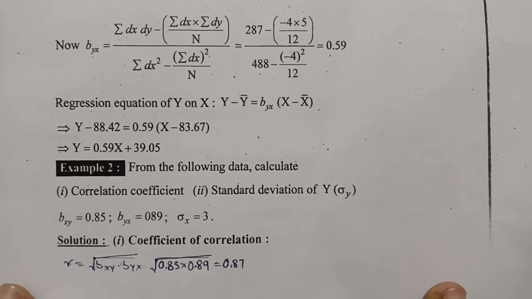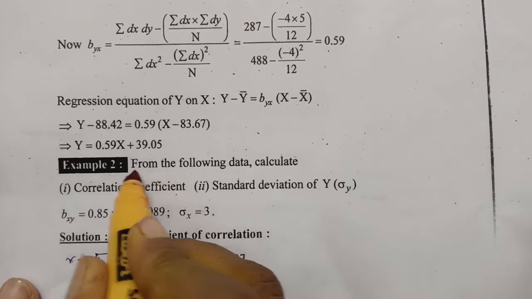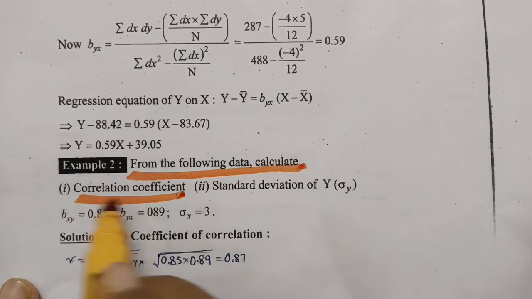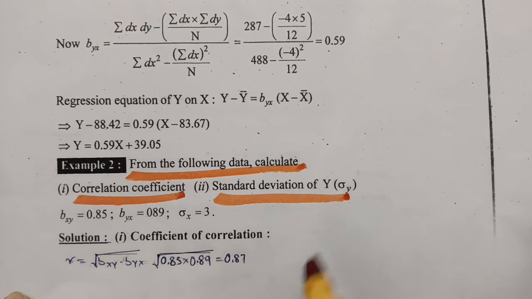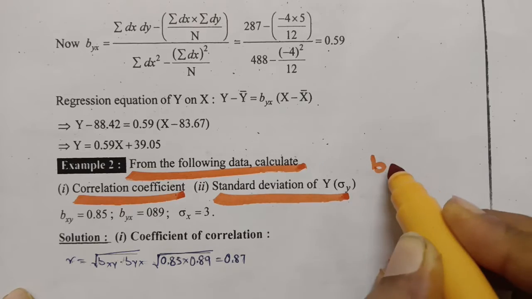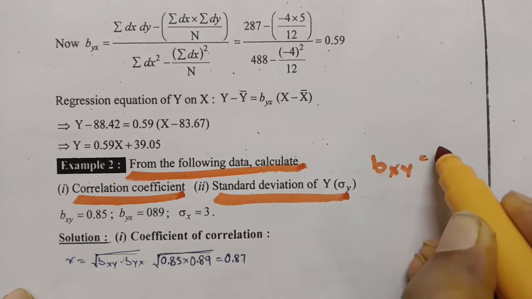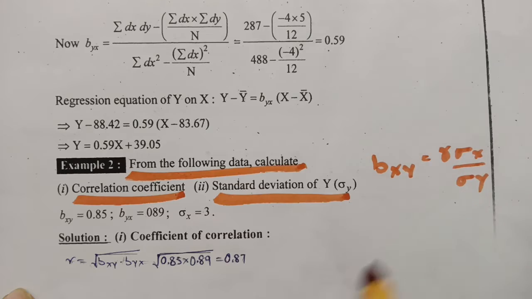And today's problem is, from the following data, calculate the correlation coefficient and standard deviation, that is sigma y. See here what is given, bxy is given. So what is bxy? bxy is equal to r times sigma x by sigma y. So this is the formula here.